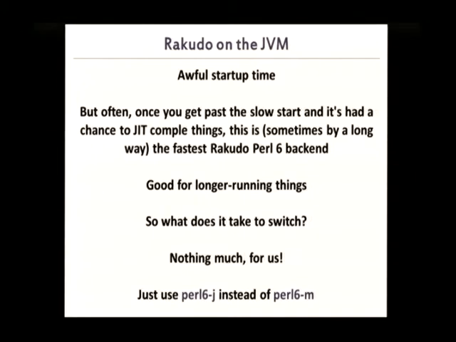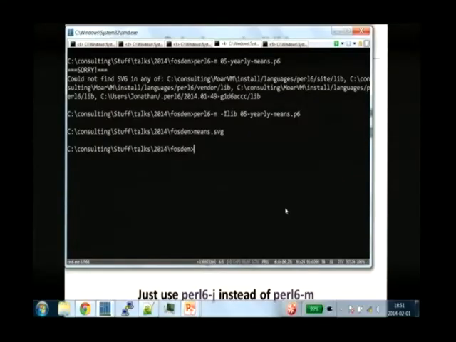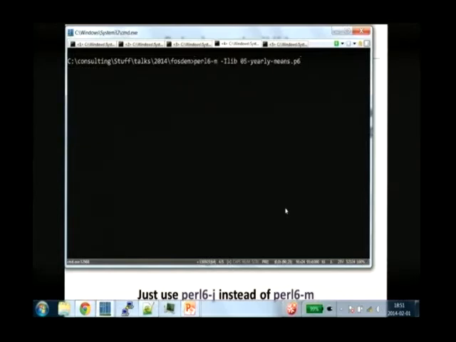And you might wonder how hard it is to take the Perl 6 code we've written and run it on the JVM instead. And you might have been noticing I've been invoking it as perl6-m, and it turns out that all I have to do in order to run it on the JVM instead is to, let's actually just go for one of the simpler ones. Okay, let's go for model actions, and let's just do perl6-j instead. Okay, now the startup time is incredible.